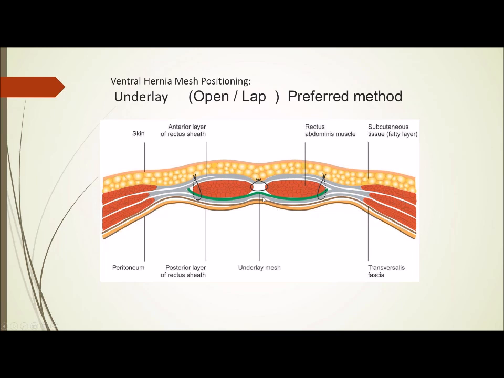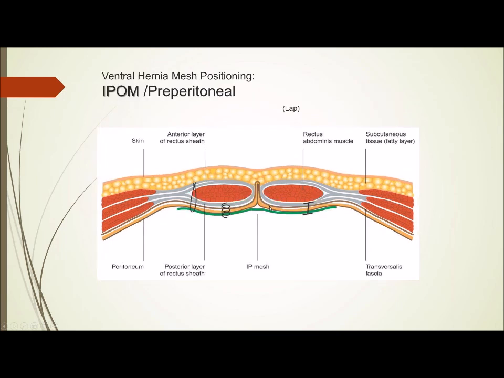So this is basically the posterior sheath. This is basically the peritoneum. So either here or here, both of them are underlay, right? And if you put it here, it is basically the IPOM. This is basically IPOM, or if you want, you can also put it in a pre-peritoneal plane. I just told you, right? So this is basically the IPOM.